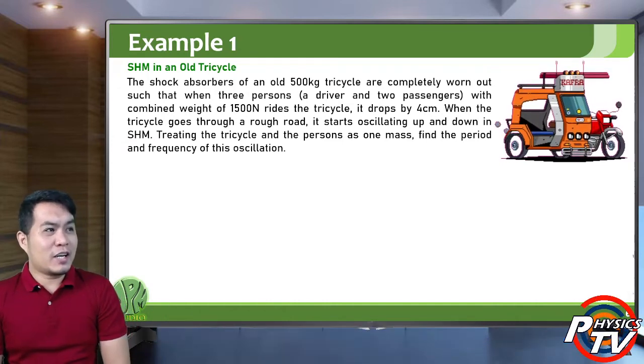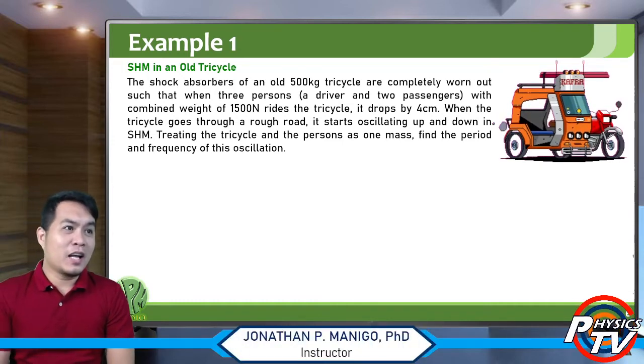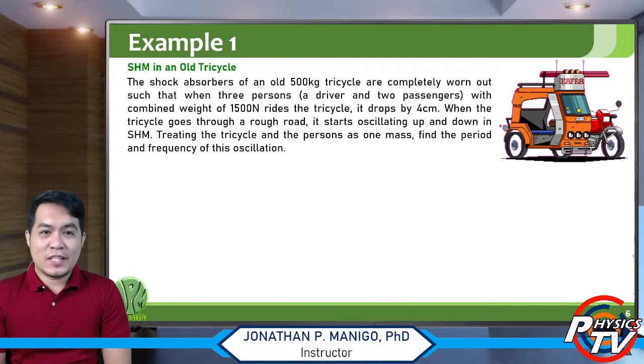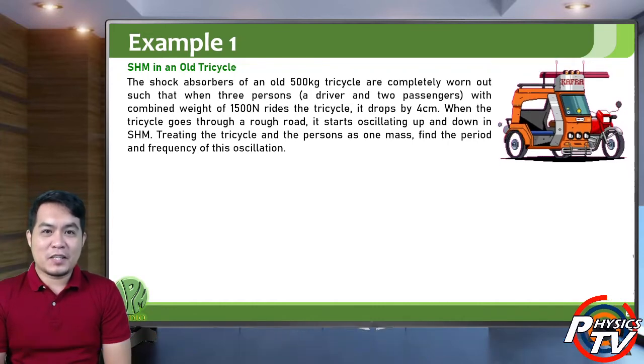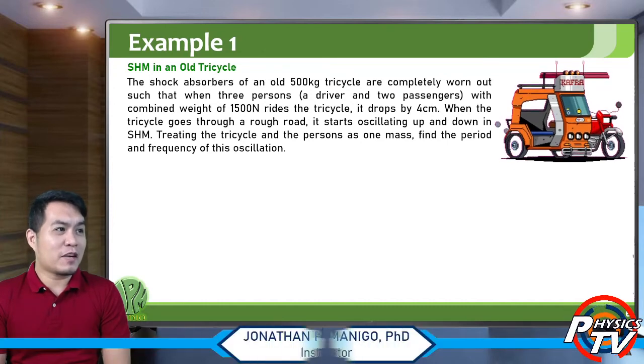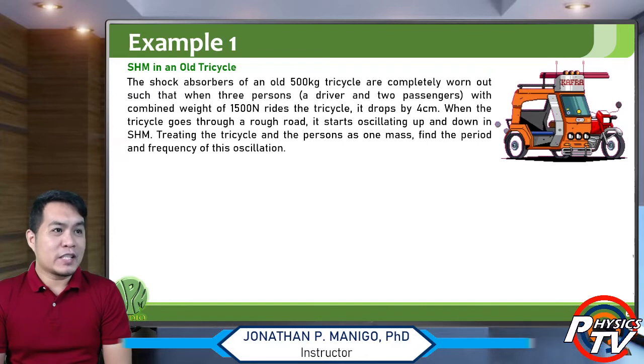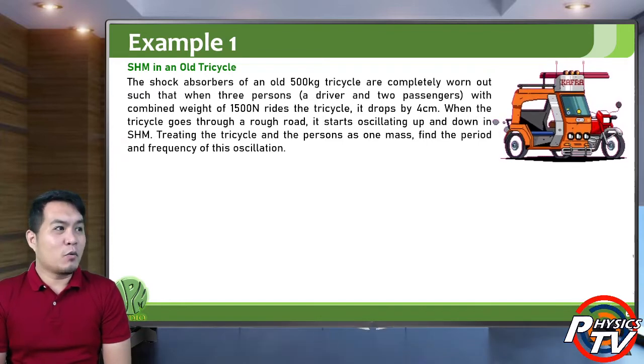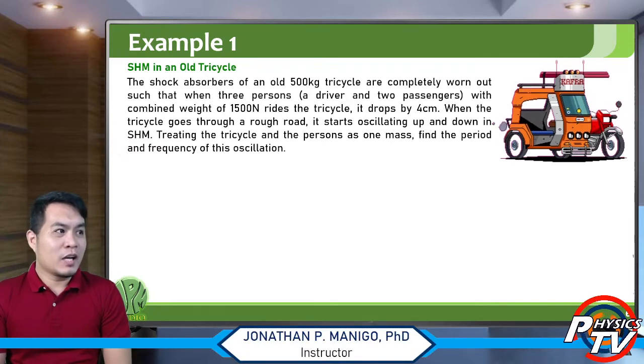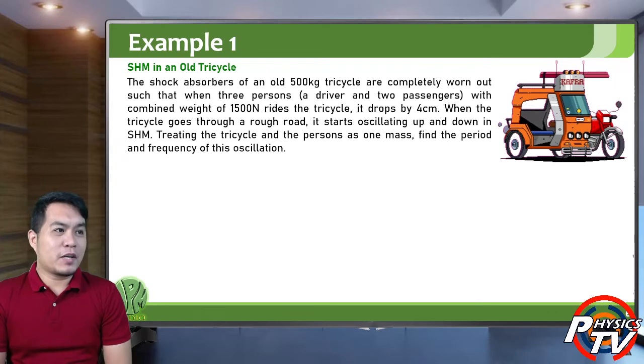So in this example, the shock absorbers of an old 500 kilogram tricycle are completely worn out, such that when 3 persons, a driver and 2 passengers, with combined weight of 1,500 Newton, ride the tricycle, it drops by 4 centimeters. So when the tricycle goes through a rough road, it starts oscillating up and down in simple harmonic motion. Treating the tricycle and the persons as one mass, find the period and frequency of the oscillation.